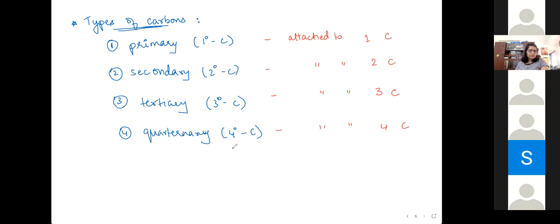So when it's quaternary, this is when you get a neo situation. It's also called a neocarbon. Remember neopentane? In neopentane you have this situation, remember? So this is called neopentane because it contains a neocarbon.